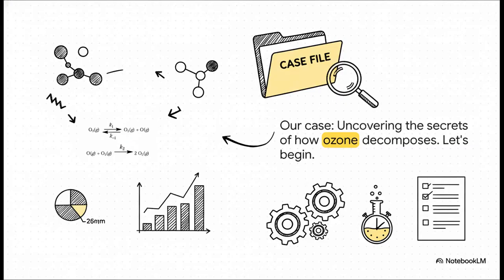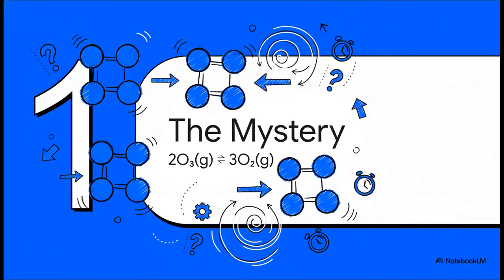And this, right here, is our case. We have a theory, a proposed recipe for how ozone falls apart. But a theory is just an idea until you can prove it, right? Our job is to dig into the data, find the clues, and see if they back up this story. Let's get started.